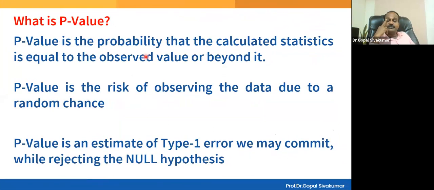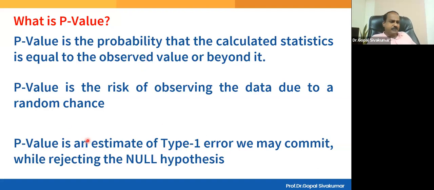And the definition for p-value is given here. You all can read all the three statements, and if you could understand them, then you are good about your understanding, because I have already explained what p-value is, isn't it? What is p-value? The risk of you committing type 1 error while rejecting the null by believing the experimental data. That is written here. Can you see here? P-value is an estimate of type 1 error.